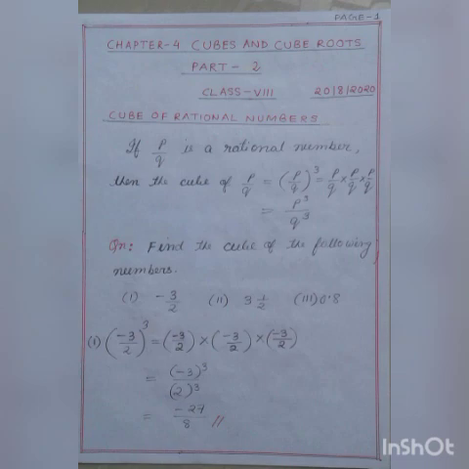Now question, find the cube of the following numbers. Number 1, minus 3 by 2. Number 2, 3 and a half. And number 3, 0.8.